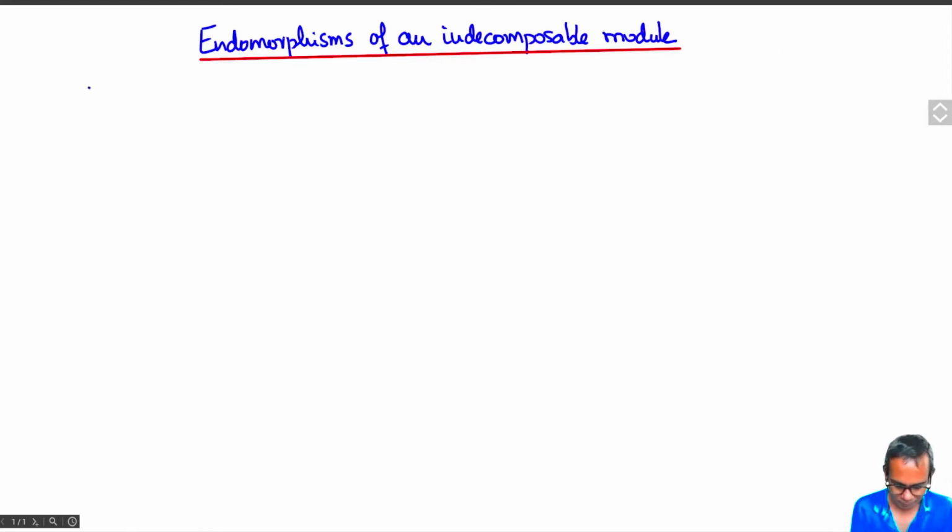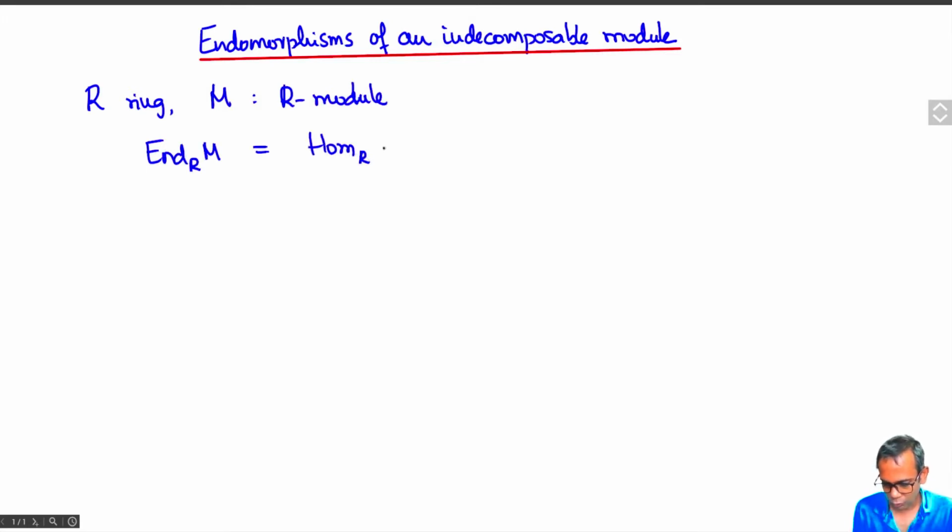So if R is a ring, M an R module, we've seen that we can think of this End_R(M), which is nothing but the R module homomorphisms from M to M, which we can think of as the arrows from M to M in the category of R modules. And this is in fact a ring because we can add two homomorphisms pointwise, and we can also compose them, giving rise to an associative product on this ring.